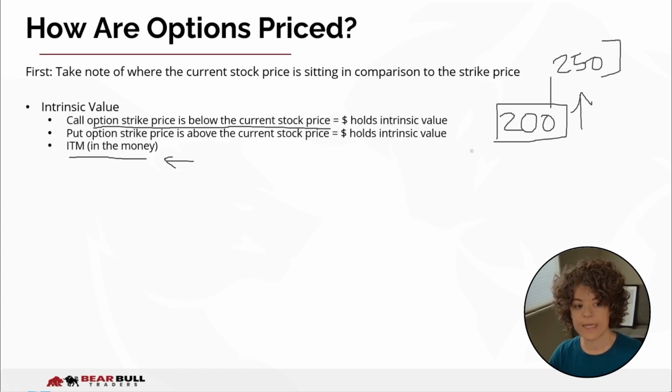And alternatively, if we have a put option strike price that's above the current stock price, it holds intrinsic value, because for puts, we want the price of the stock to go down, right? So if we have a put contract at $200 and the stock itself goes down to $180, then we've got $20 of intrinsic value between the $200 strike price and the $180 price that the stock itself is sitting at.